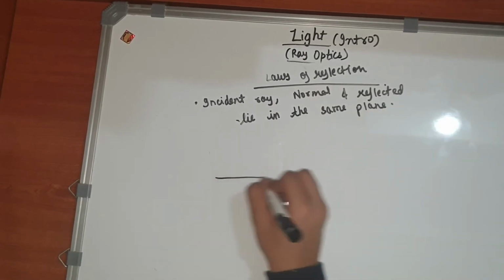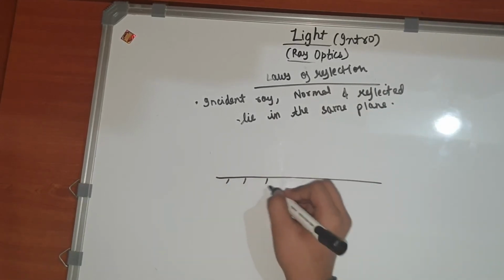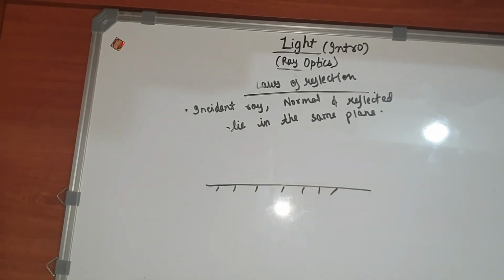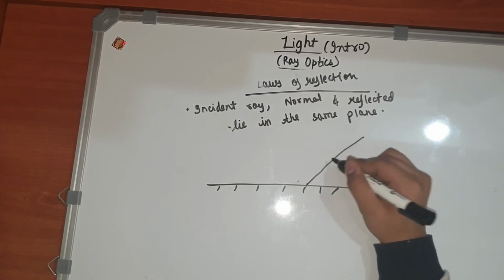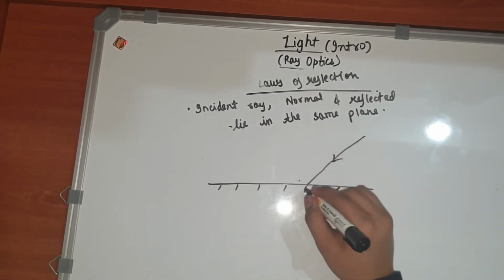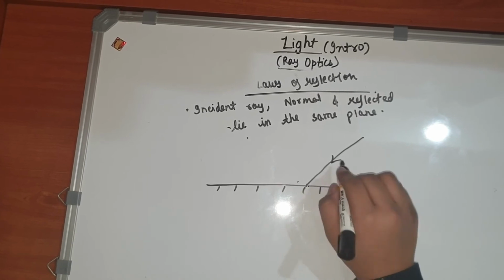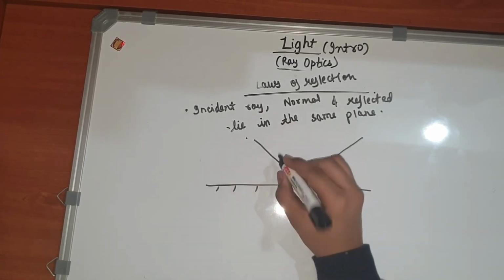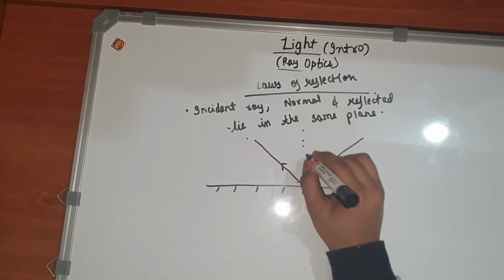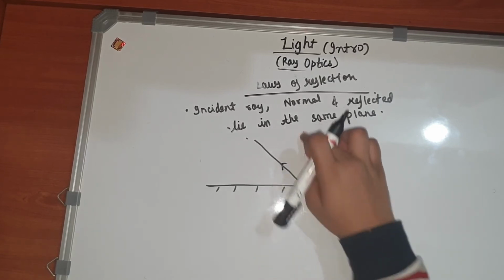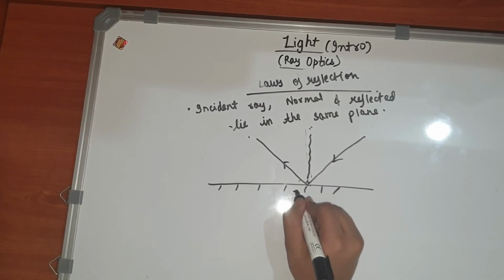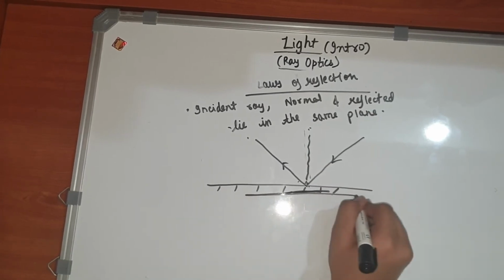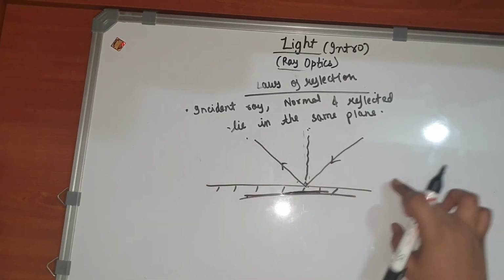So this is a plane mirror. So suppose this is an incident ray, I am drawing it small. This is an incident ray coming, striking the surface, and the ray which is reflected is known as reflected ray. And this is the normal, I am drawing it with an imaginary line. So see, they all are lying in the same plane, in the plane mirror.